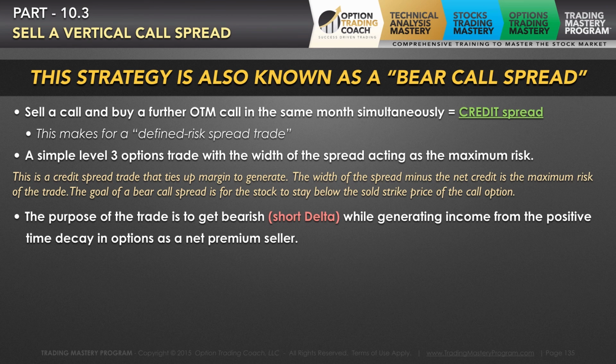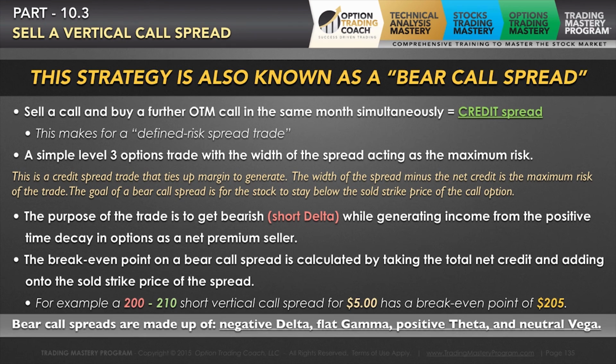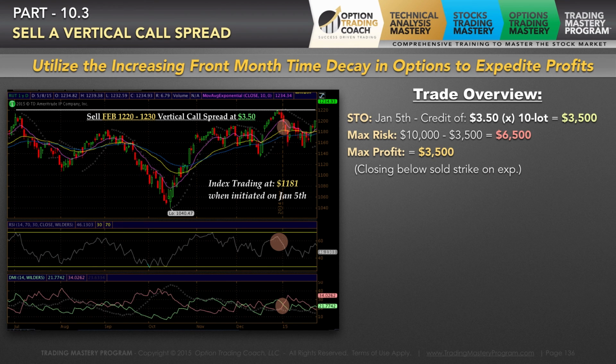The purpose of this trade is, of course, to get bearish or short deltas while generating income from positive time decay as a net premium seller. Bear call spreads are made up of negative delta, flat gamma, positive theta, and neutral vega. It's perfectly fine to take off a spread early, not realize that max profit, and put that fresh capital to work in a new trade if it's being threatened as you're moving into expiration.